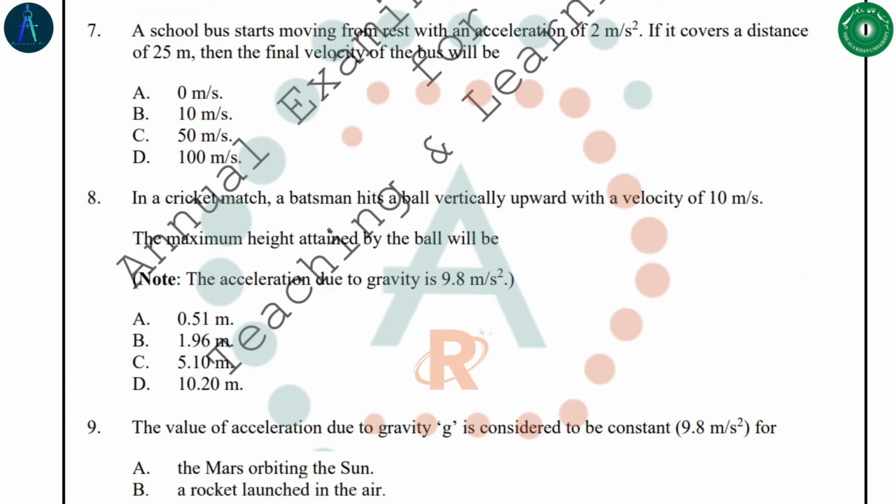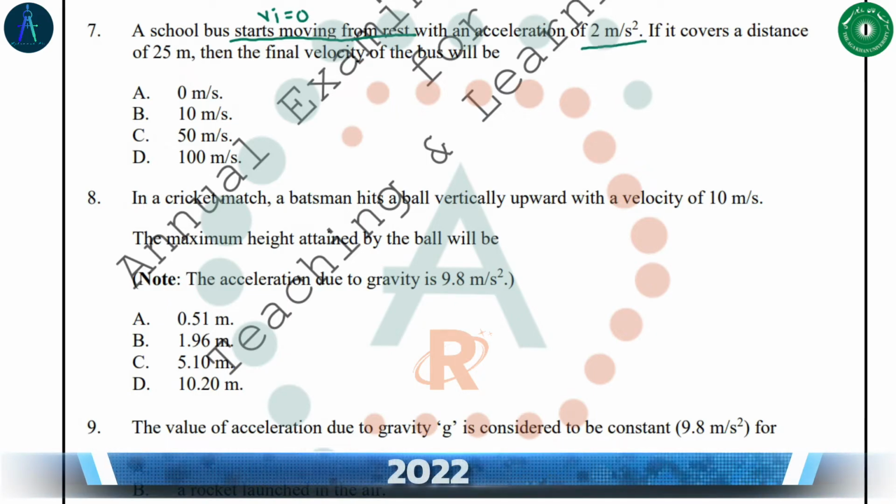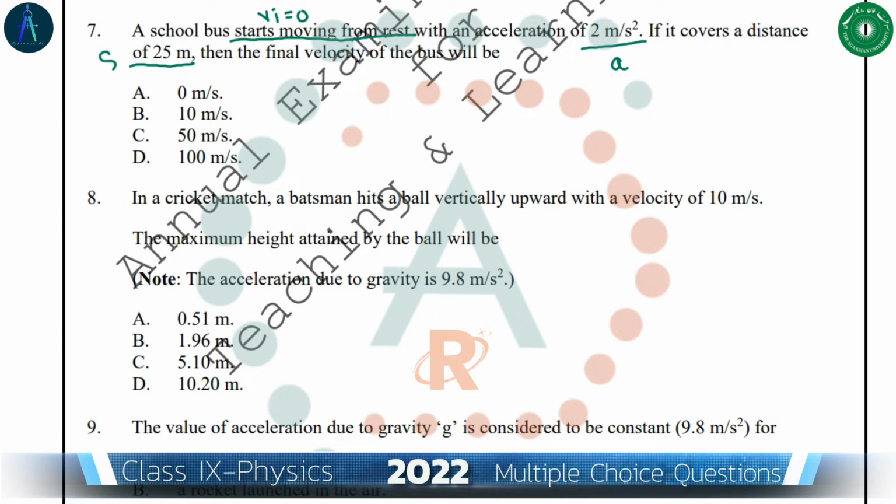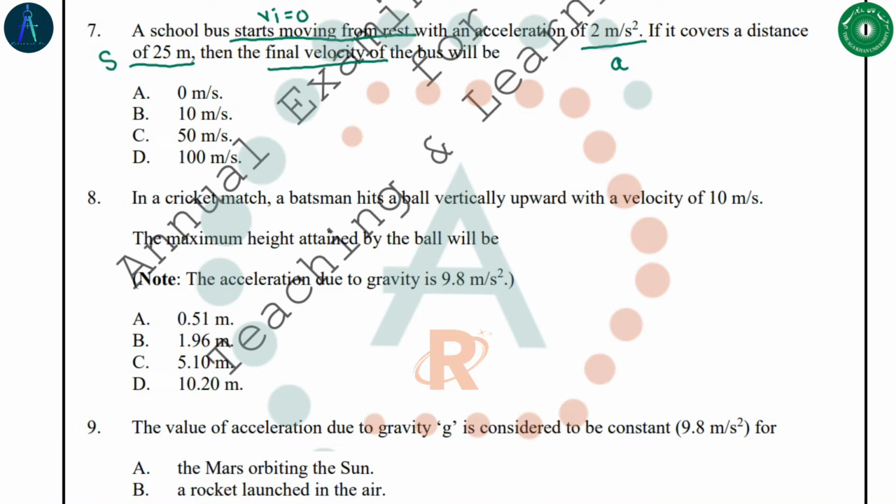Then a school bus starts moving from rest. Once again, the initial velocity will be equal to 0, with an acceleration of 2 meters per second square, that is a. If it covers a distance of 25 meters, so this will become s, then we have to find the final velocity of the bus.